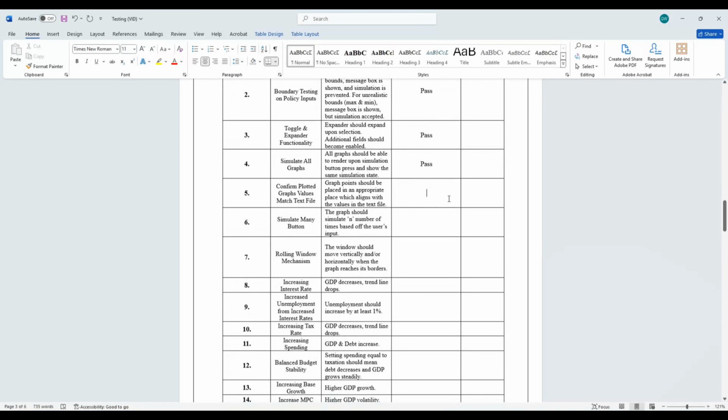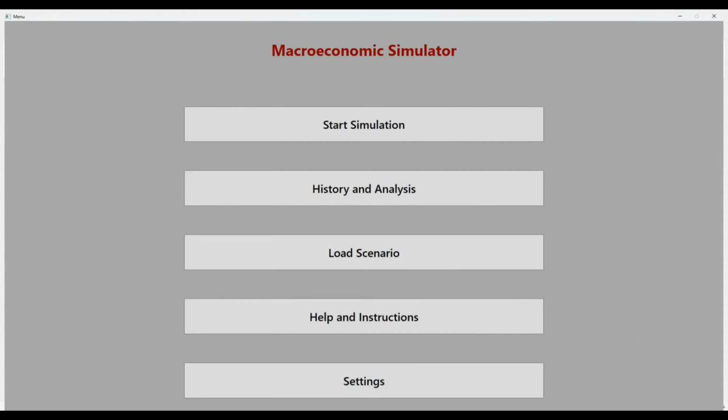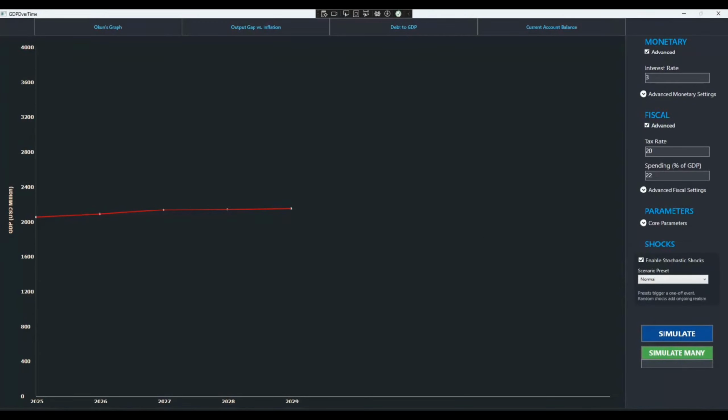Now for the 5th test, that is to confirm that the plotted graph values match the values which are in the text file. So graph points should be placed in an appropriate place which aligns with the values in the text file. So we'll use GDP over time because this is the easiest graph to display and match up with the text file.